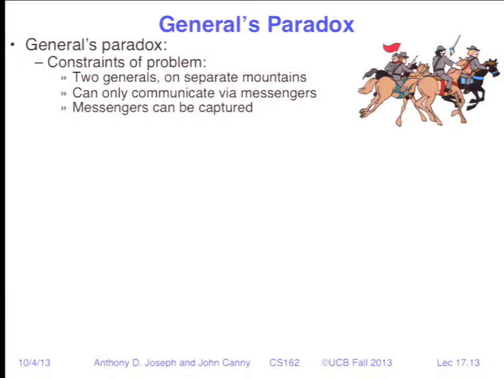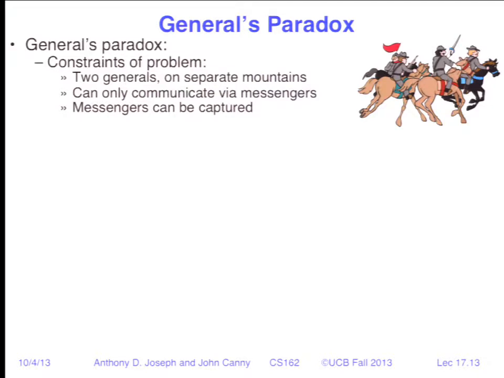There's an army in the middle, and they want to attack that army. Now, each of the generals has a small army. If they were to go and attack alone, they'd get slaughtered. But together, their army is larger than the army in the valley, and they would be victorious. So they can communicate using messengers.